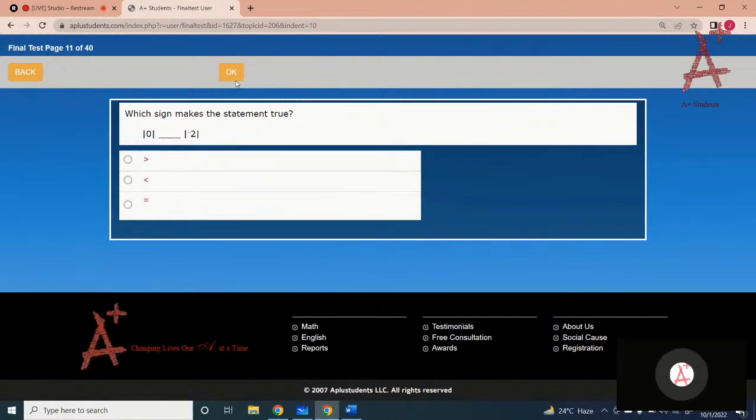Okay, which sign makes the statement true? The absolute value of 0 and the absolute value of negative 2. So the absolute value of negative 2 is, yes, positive 2. So 0 is greater than positive 2 or less than 2? 0 is less than 2. Got it?